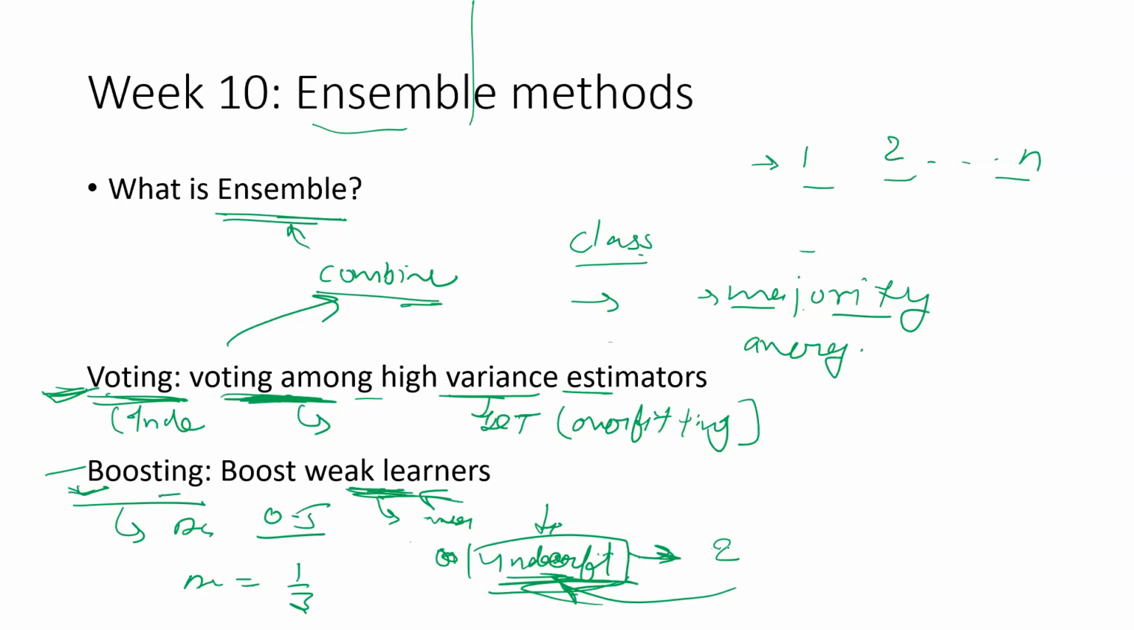Then the second estimator is made using this estimator. We'll check which are making errors, and we try to rectify those. We will come to that in the AdaBoost algorithm and the gradient boost algorithm, how we are doing this, so that the idea will be clear. Now we will cover voting first, and then we'll go for boosting.